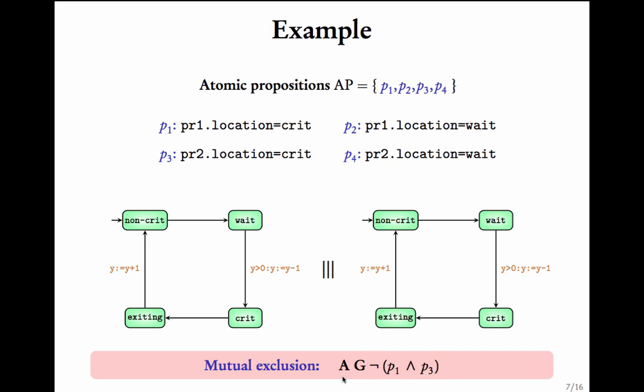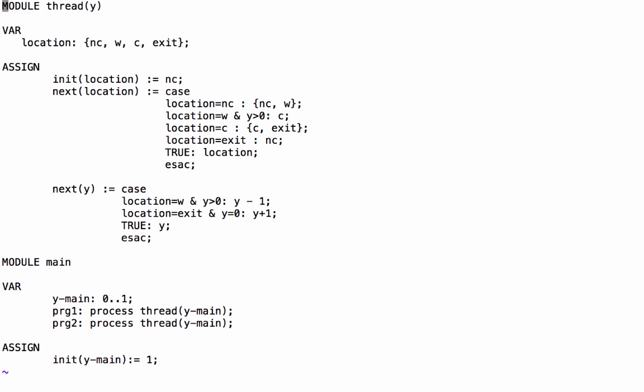Let us now try to check the CTL property in NuSMV. So this is the mutex program, and this module thread is defining the program graph, and you have the main module where you have the variable y and two processes, PRG1 and PRG2. Okay, and the initial value of y is assigned to be 1. The locations in this program graph are non-critical, waiting, critical, and exit. We had checked LTL specifications. Let us now try to check it using CTL.